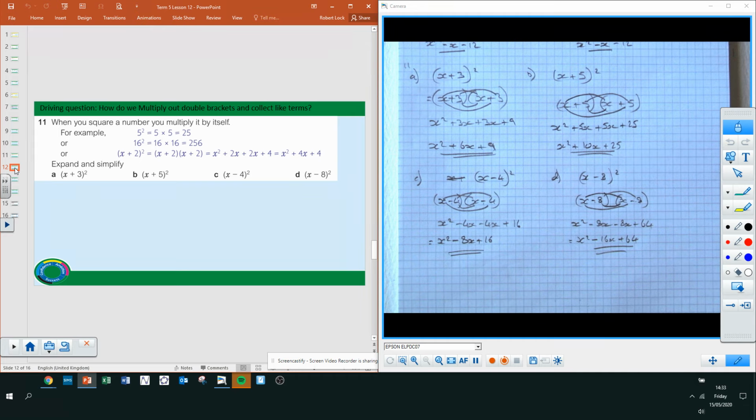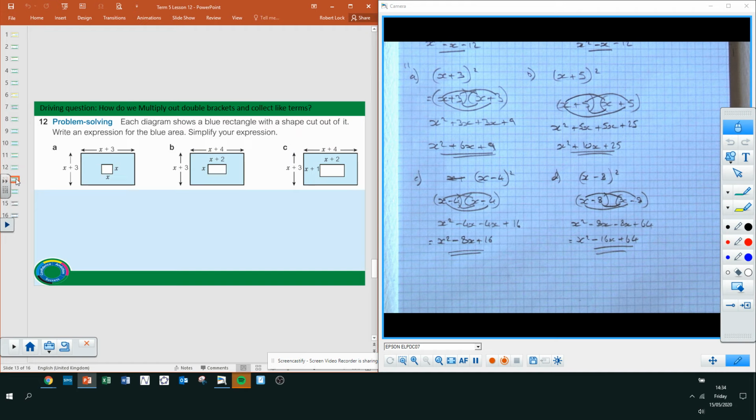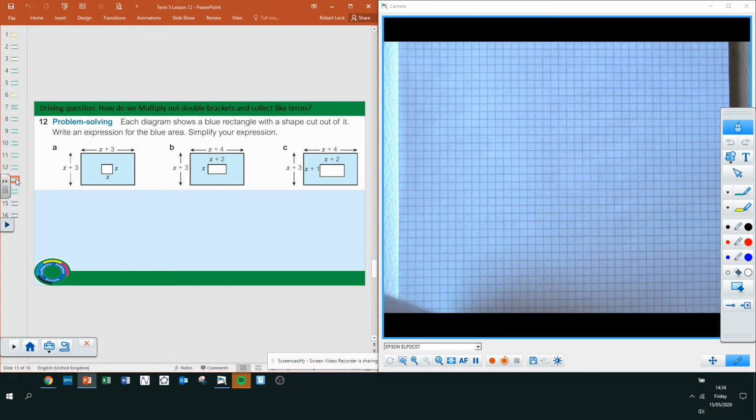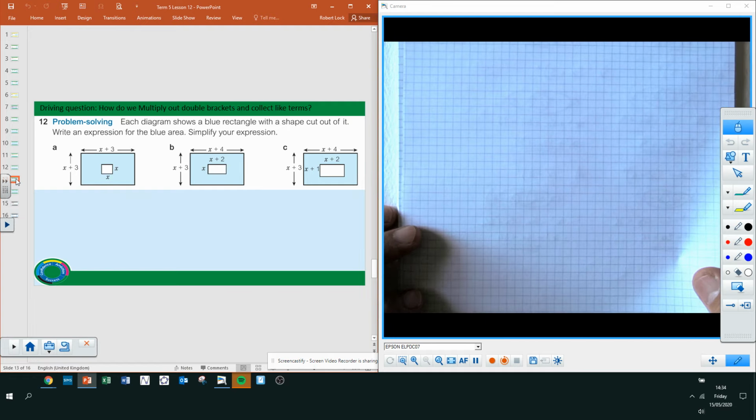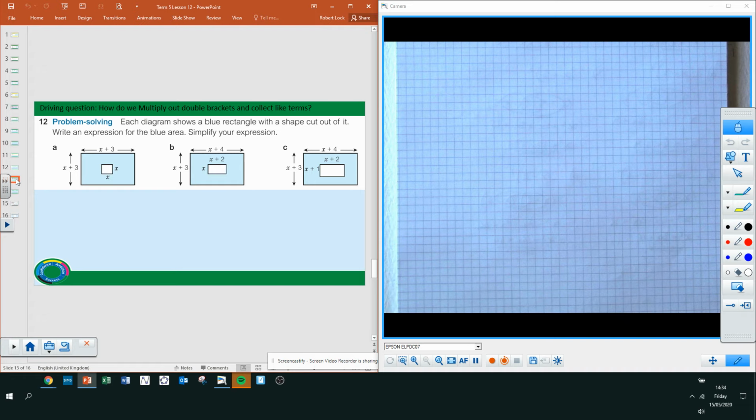How did you do? Problem solving. Each diagram showed the blue rectangle with a shape cut out of it. Write an expression for the blue area and simplify your expression. Pause the video, have a go, press play when you're ready.